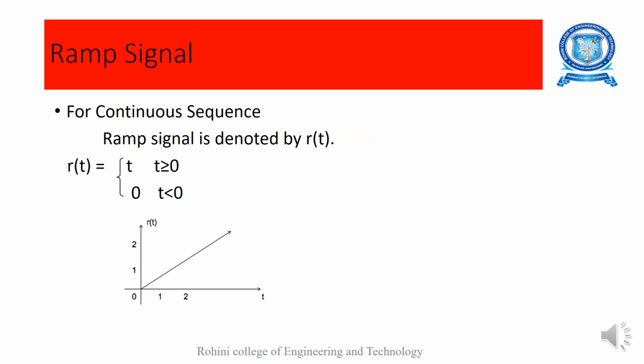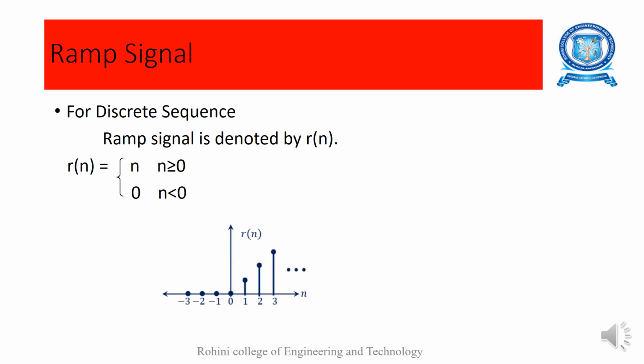Ramp sequence. The ramp is defined by r(t), where r(t) equal to t for t greater than or equal to 0, and 0 for t less than 0. This is the representation in the case of continuous time signals. The next one is the discrete time sequence: r(n) equal to n for n greater than or equal to 0, and 0 for n less than 0. This is the representation of the ramp signal.